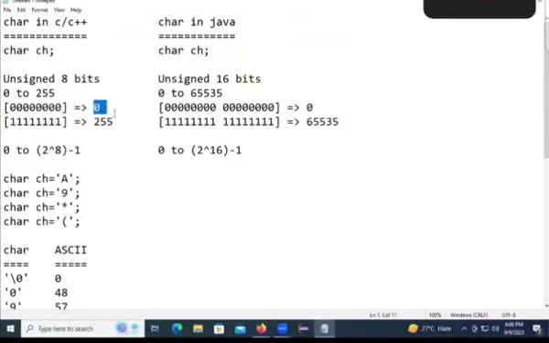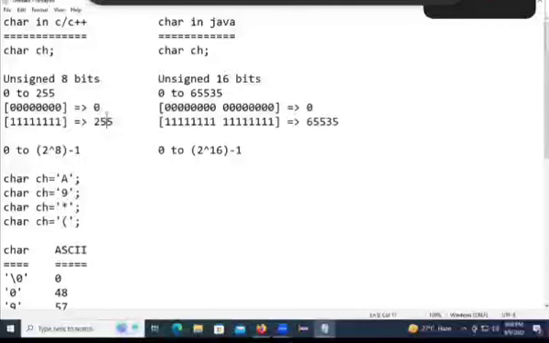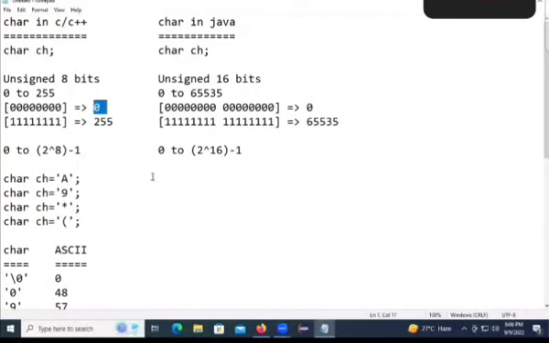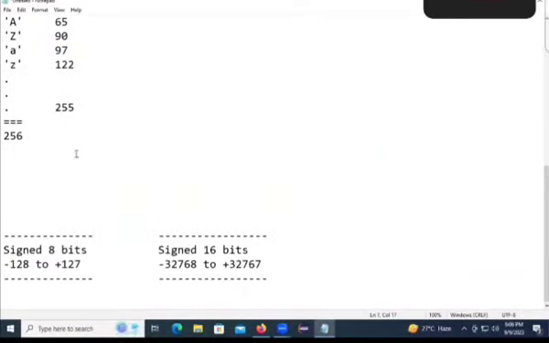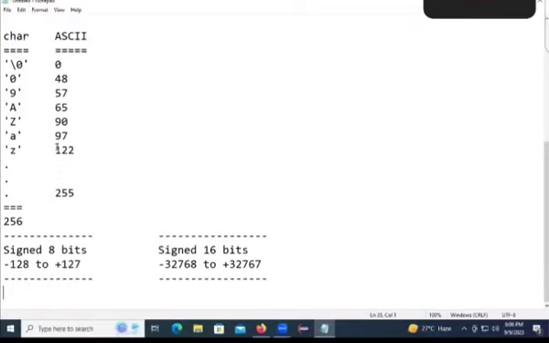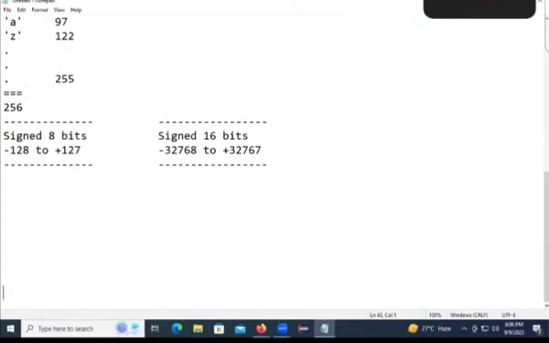In case of C and C++, the range is different, and it has negative values for the characters. So that's all about data types, what we did last session and today, even characters.